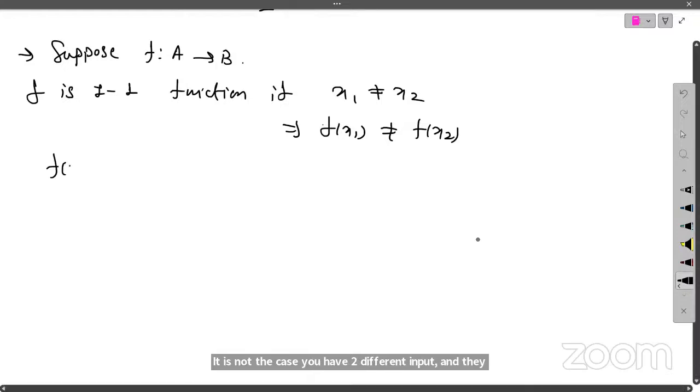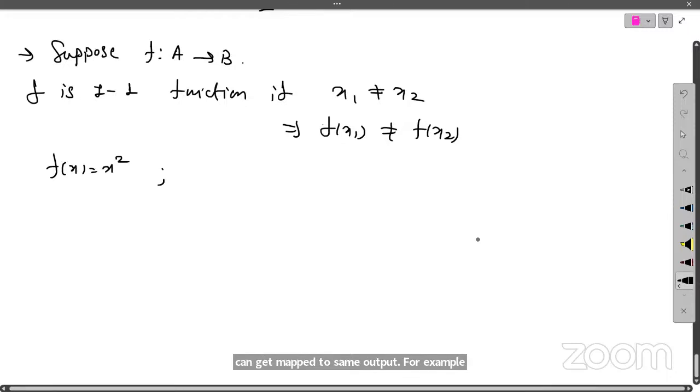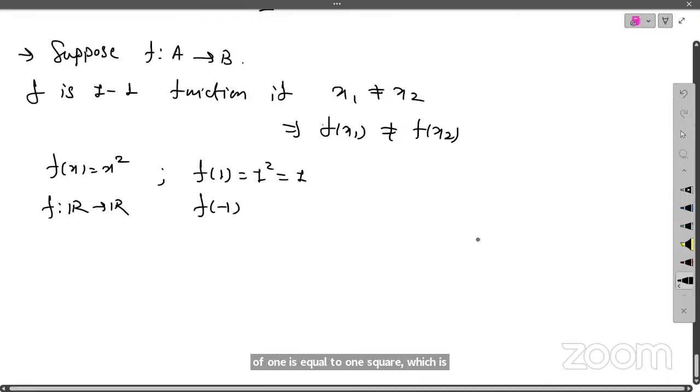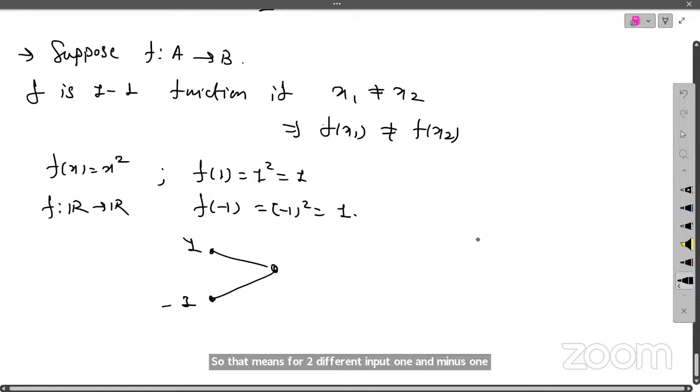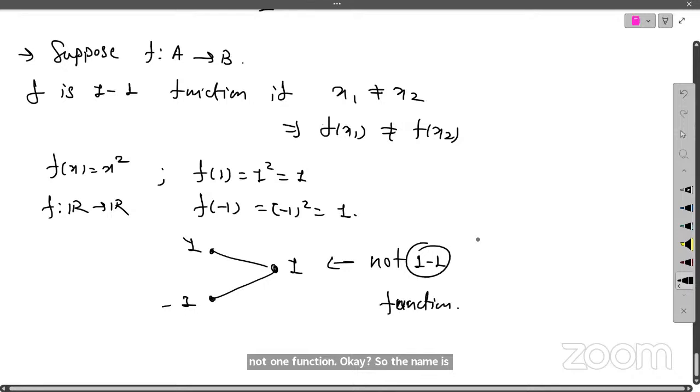For example, if you take f of x equals x squared, suppose this is a function from real numbers to real numbers, then f of 1 is 1 squared, which equals 1, and f of minus 1 is minus 1 squared, which is also 1. So for two different inputs, 1 and minus 1, I'm getting the same output, 1. Such a function is not a one-one function. The name says it: for different inputs we want different outputs. That's a one-one function.